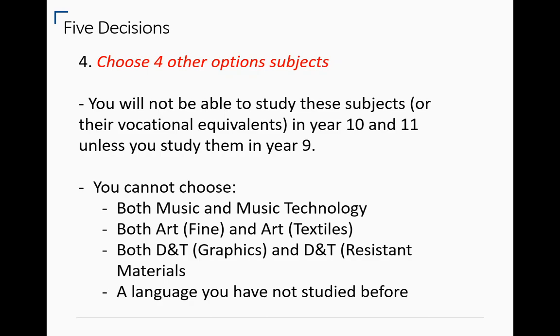There's a few other constraints because some courses are very similar and have a large degree of overlap, and we want to make sure everyone's got a broad curriculum. So you can't choose both music and music technology. You can't choose both fine art and textiles art. You can't choose both of the design and technology, so graphics and resistant materials. And you can't study a language you haven't studied before, because you just wouldn't have the base in that language along with everyone else in the class. So that's decision number 4, choosing the rest of your options basically.